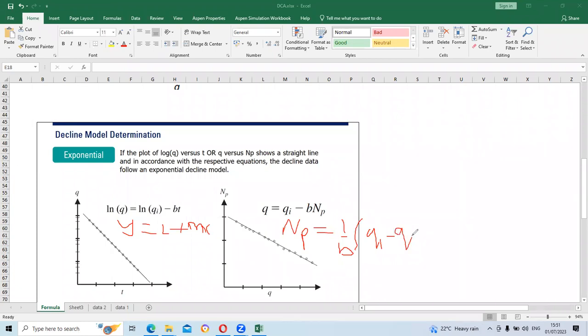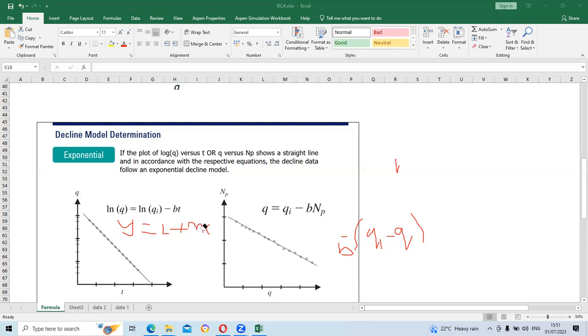qi minus q. Yes, qi minus q. So if I draw a graph of cumulative production against q, I expect that this value will be around here. So the gradient of that graph is going to give me 1 all over b. So our value of m in that case is 1 all over b. So that is what we will do for a decline case in order to get the value of our constant b.